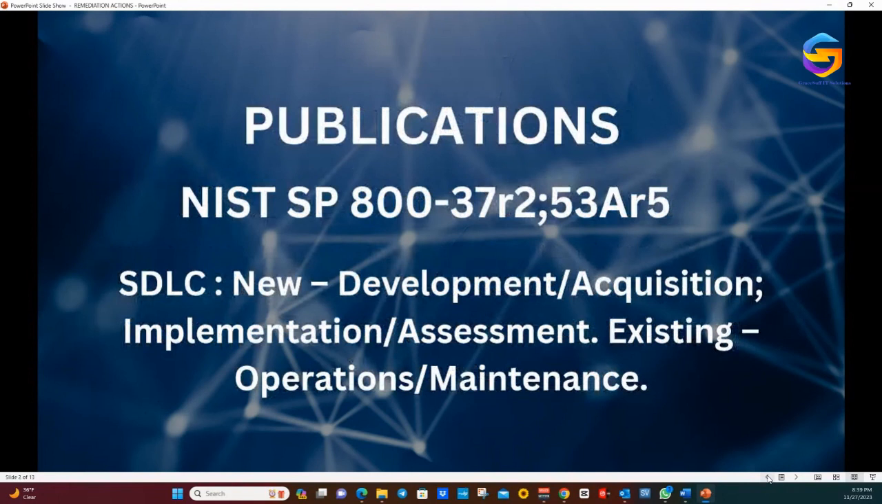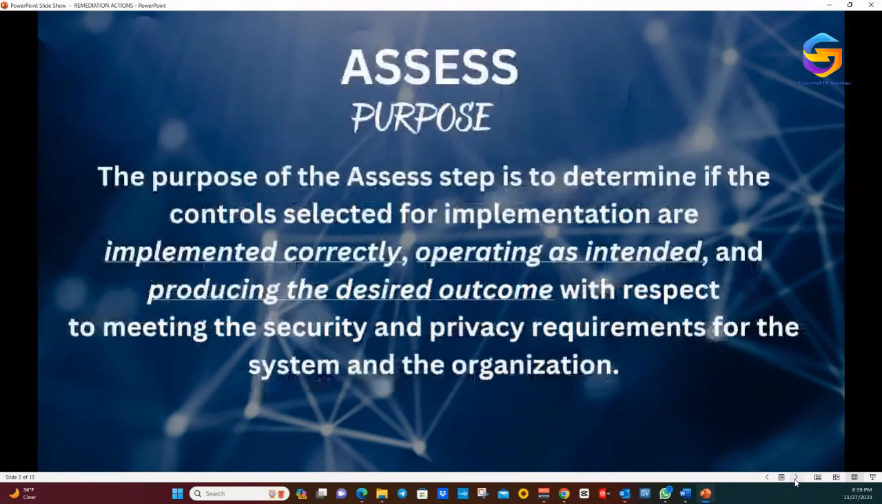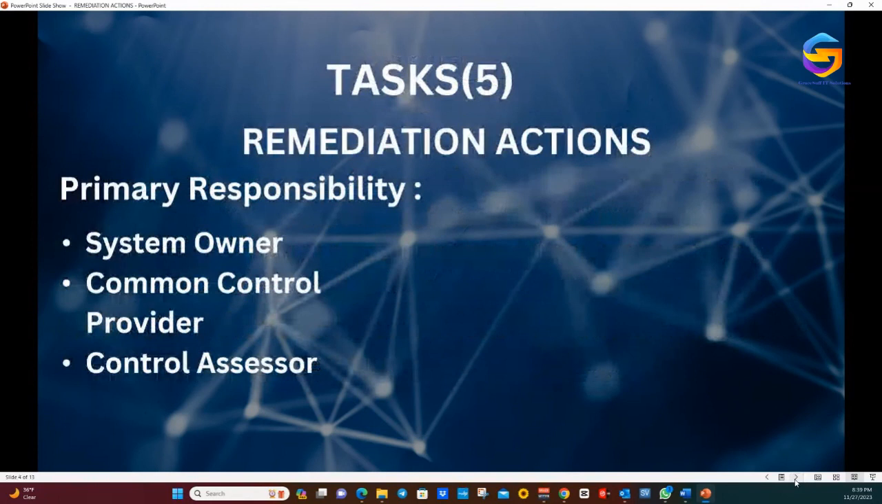Then again, you must know the publications involved as well as the SDLC. The publications are NIST SP 800-37 revision 2, as well as 800-53A revision 5. In order not to forget, 53A, A is for assessment. Then the SDLC phase is development, acquisition, implementation, assessment. You must know this in order to pass the exams. Now, let's get into Task 5, which is the remediation actions.